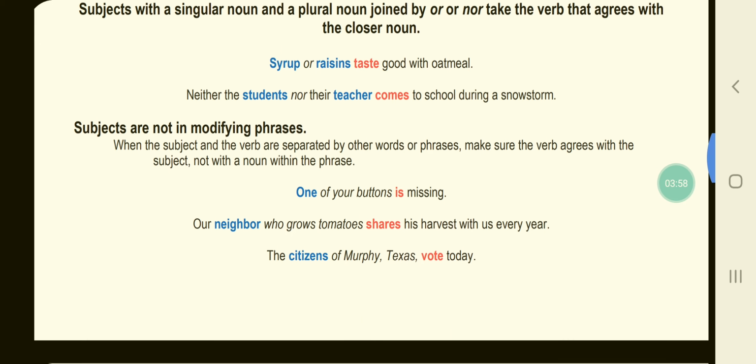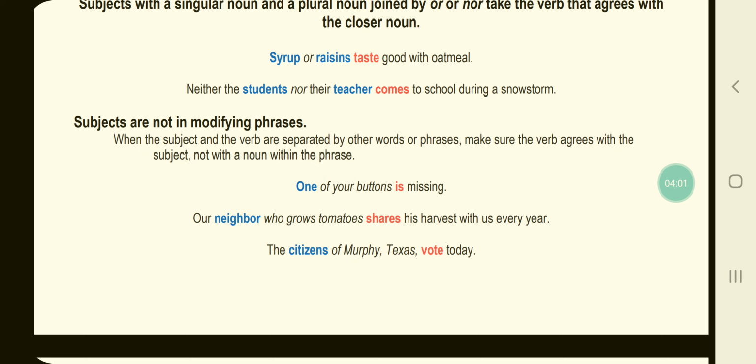Next, subjects are not in modifying phrases. When the subject and the verb are separated by other words or phrases, make sure the verb agrees with the subject, not with the noun within the phrase. For example, one of your buttons. Children, one. You can see one is already in blue. So we will consider that one, and since that is singular, that is the reason why the verb has been singular.